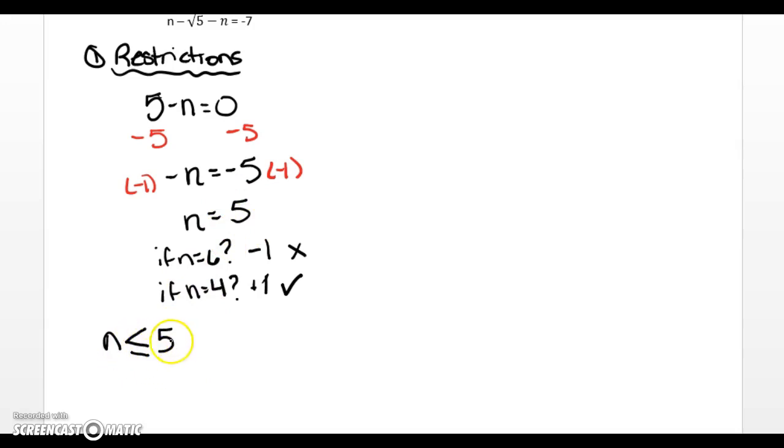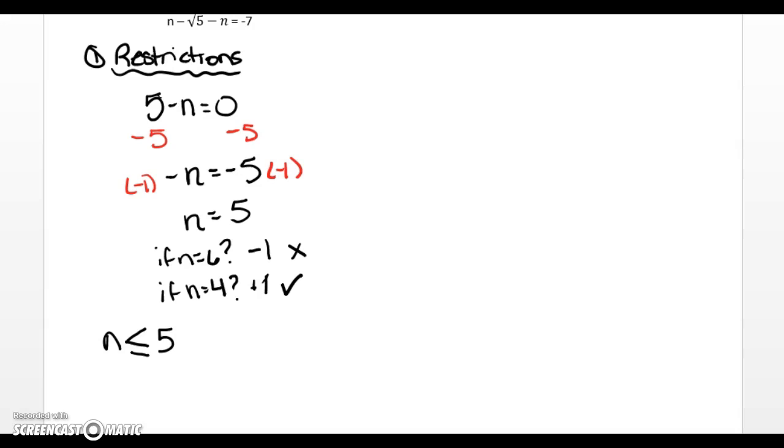It's basically saying that n can be 5, because then that would be 0, which is fine. And then it could be anything less than 5. So it could be 4, it could be 0, -1. All of those numbers there would keep that radicand 0 or greater, or as a positive number.